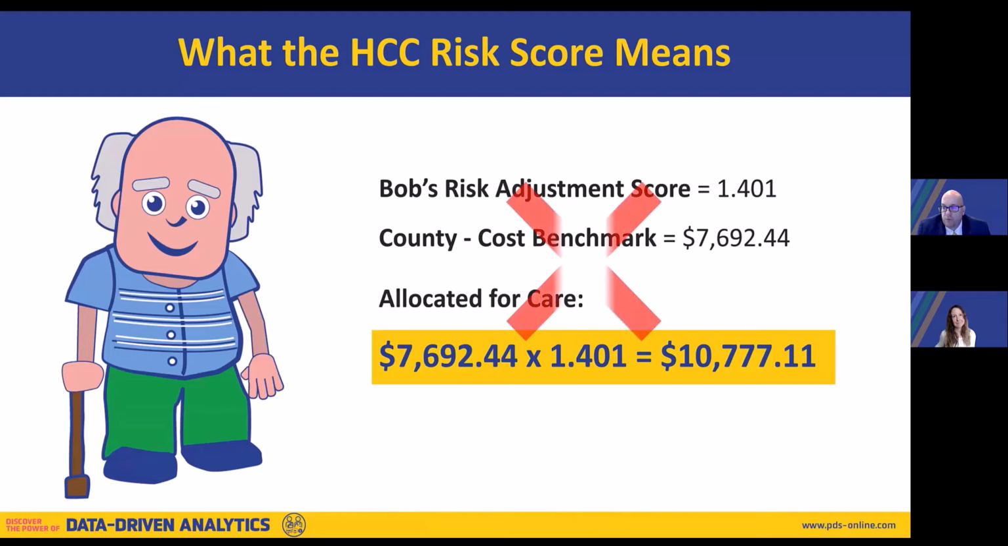So if we look at Bob's risk adjustment score, you take it by the benchmark of the county that he lives in, and you can see what would be allocated for Bob from a cost of care standpoint for a reimbursement in a value-based contract. Right, but we're not going to talk about that today, Scott. We are focused on using that HCC scoring to help drive patient care.